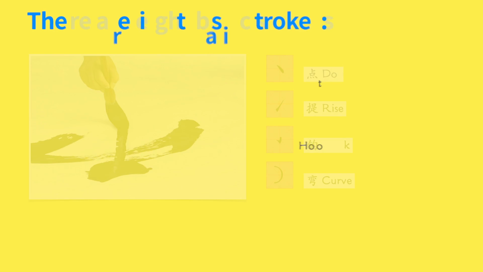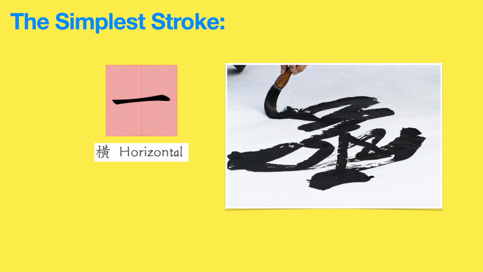Let's start practicing with the simplest stroke. The simplest and most commonly used stroke is the horizontal. Let's use 3 Chinese characters as examples to practice it. The first character is 一, which means 1, number 1, or the first. And yes, it looks exactly the same as 横 or horizontal.